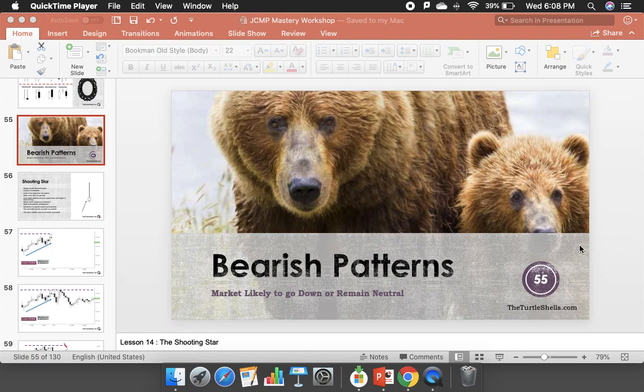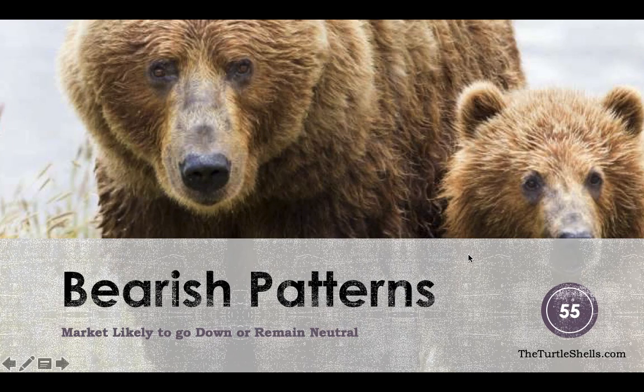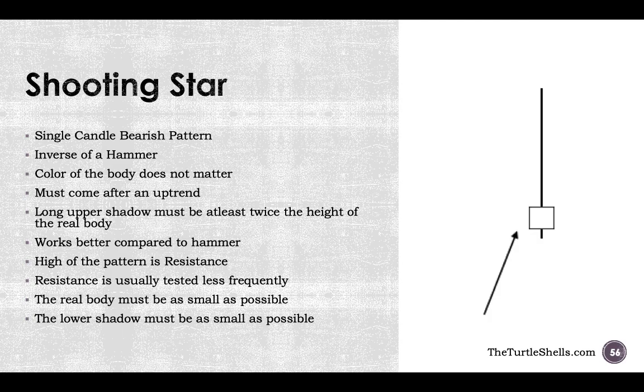Now let us have a look at the bearish patterns, the shooting star and the bearish engulfing patterns. The analysis that we applied for the hammer and the bearish engulfing pattern, we'll try to apply that here. So it's a single candle bearish pattern. You can see that the hammer is flipped around, so that becomes a shooting star because it looks like a shooting star. It's an inverse of a hammer.